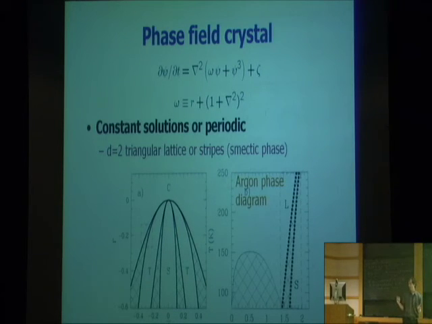So somebody asked me about the Cahn-Hilliard equation. I can't remember who it was. Maybe it was you or... So anyway, this equation is not the Cahn-Hilliard equation. The Cahn-Hilliard equation is a fourth order equation. This is a sixth order one.